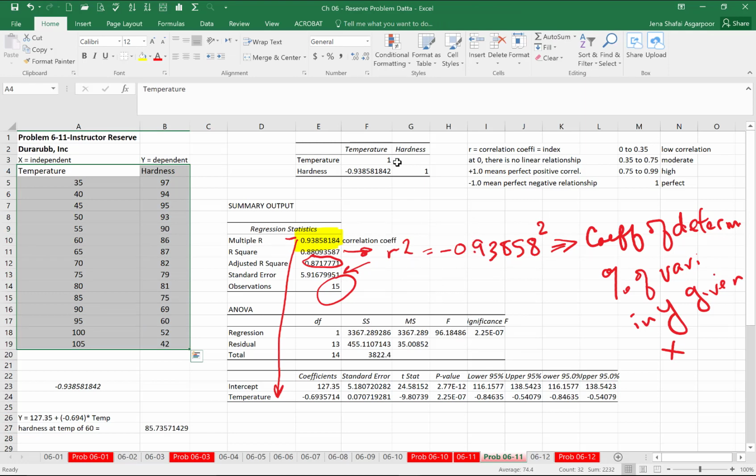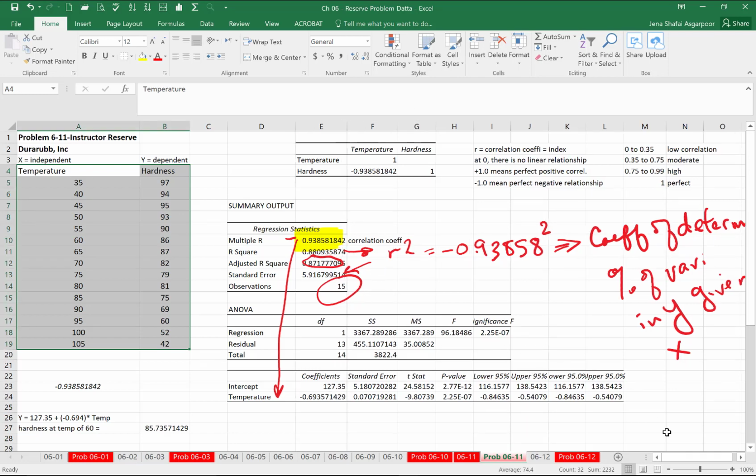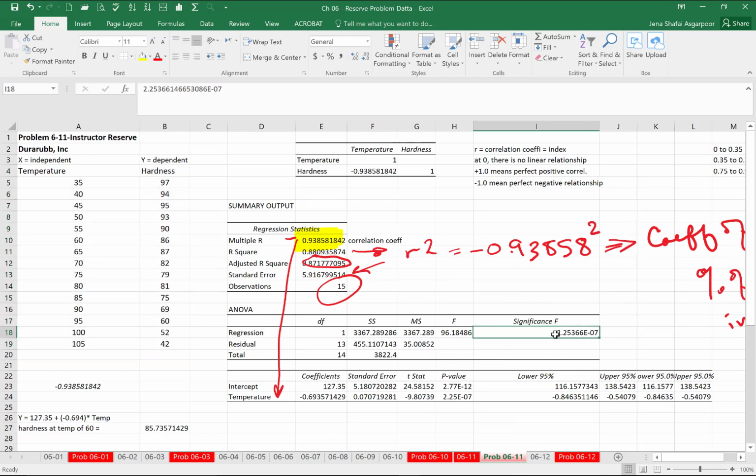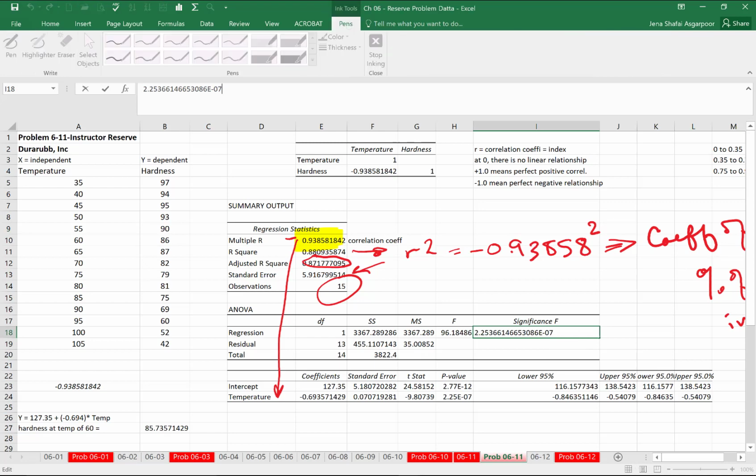Oh, and about the significance level of the test. Notice that our significance F is essentially our p-value for the F test. This number right here you can see is the same as this number right here, and it always will be the case when you are working with a simple regression where you have only one x variable.